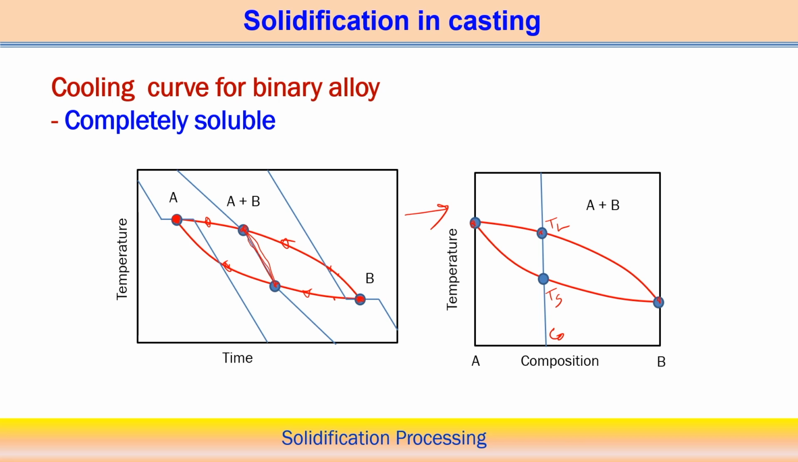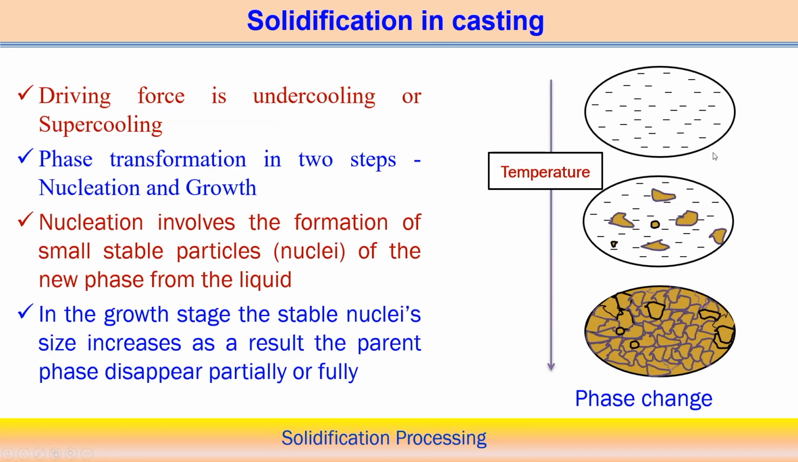So this way, once we construct this temperature versus composition diagram, we are assuming that when you are mixing the elements A and B, they are completely soluble with respect to each other, and in that sense we can draw this temperature versus composition curve for a binary alloy, where only two elements are there. So once we construct this diagram, we can further utilize it for other purposes.